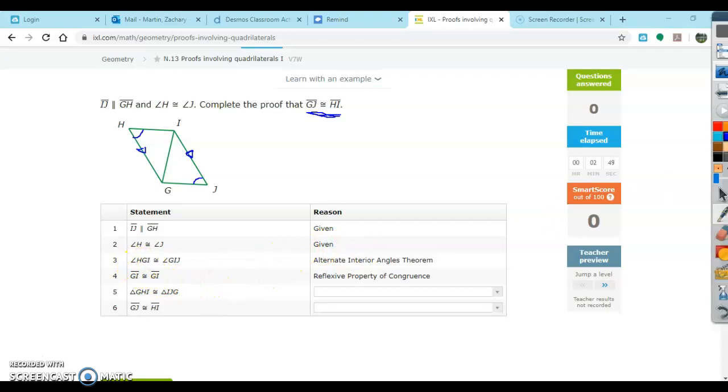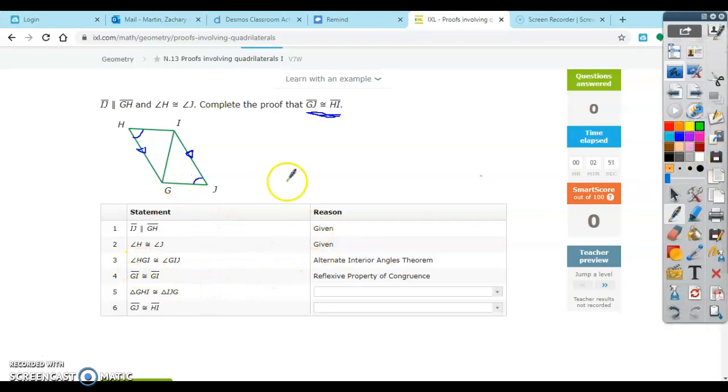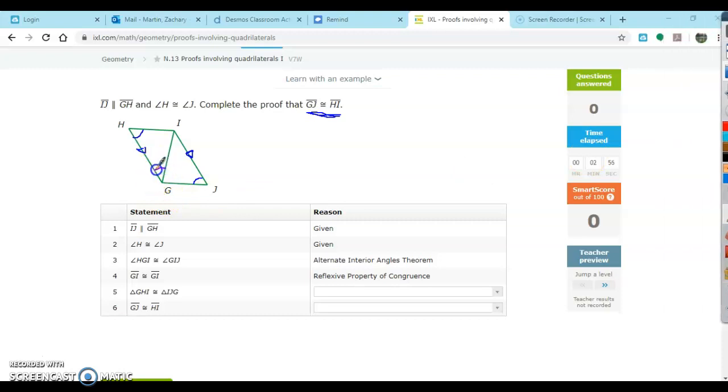Then we know that angle HGI, let's pull another color in here, HGI, that is congruent to GIJ. These are congruent. Why? Because we've got parallel lines with a transversal. Those are alternate interior angles, okay? And then we also know that GI is congruent to segment GI by our reflexive property of congruence.